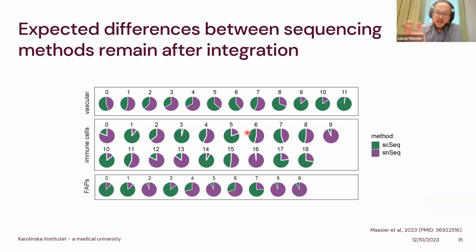And I think if we would see a 50-50 distribution here, it would mean that we would have over-integrated our data, which is always also a point that we want to avoid. But this is, of course, hard to judge.